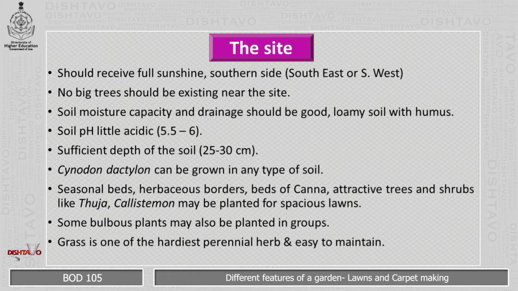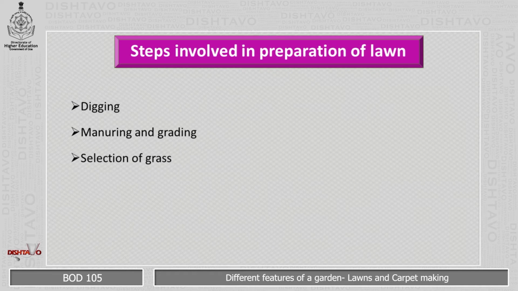Cynodon dactylon can be grown in any type of soil for making a lawn. Seasonal beds, herbaceous borders, beds of canna, attractive trees and shrubs like thuja and callistemon may be planted for spacious lawns. Some bulbous plants may also be planted in groups. Grass is one of the hardiest perennial herbs and easy to maintain.